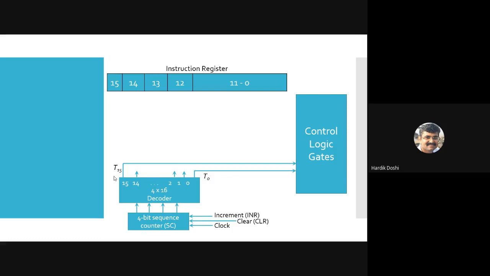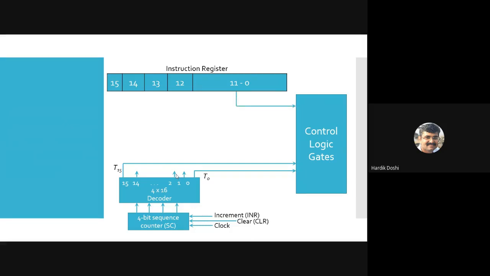All of you? Yes, sir. So what I am doing is I have used one 4-bit sequence counter, which I am calling SC. It gives its output to a 4x16 decoder, which generates a pattern of T0 to T15, making one of them 1 and the rest all 0. If T0 is 1, then the rest all will be 0. If T1 is 1, then the rest all will be 0. If T2 is 1, then the rest all will be 0. Okay? Should I move further? Yes, sir.